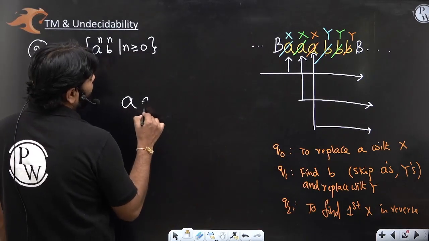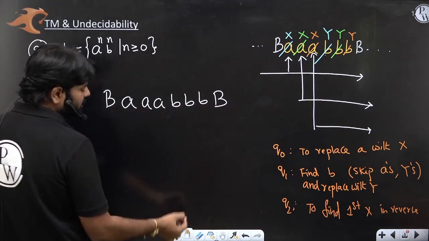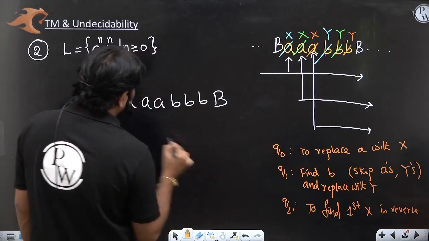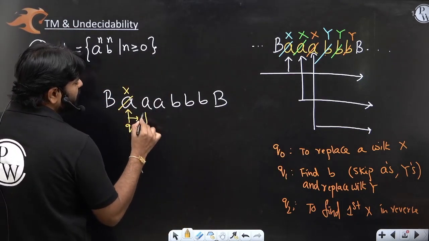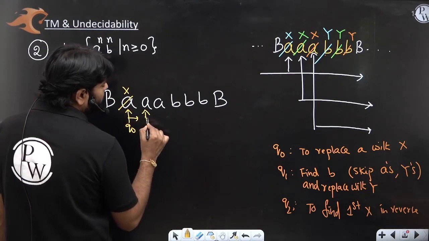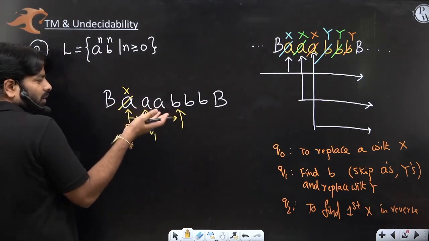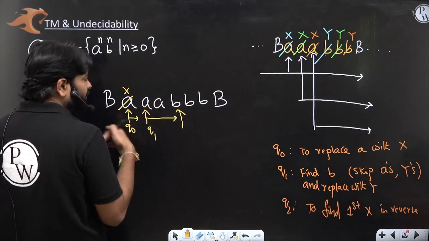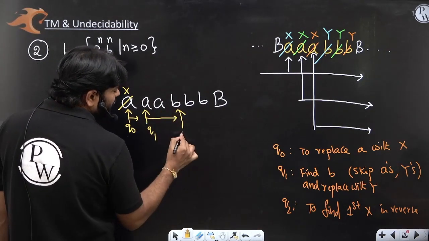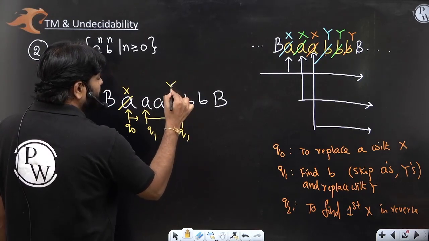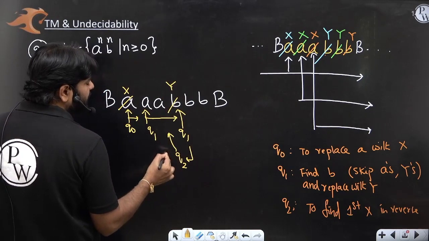Suppose you have A, B, B, B. It starts something like this. q0 will start here, will replace A with X, and immediately move right and give control to q1. What is the q1 job? To skip A's as well as Y's, because the first time you don't see any X and Y yet. Q1 is going to read all the A's so that you can reach the B. Then q1's job is to replace B with Y, then immediately give control to q2. What is the q2 job? q2 is going to start scanning in the reverse direction.